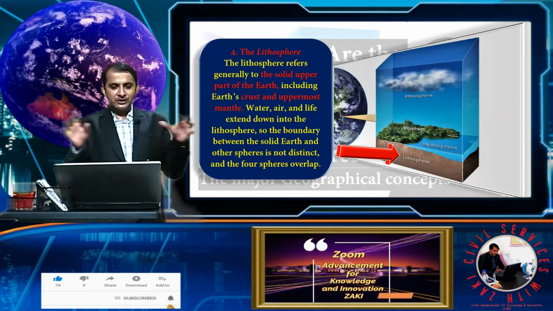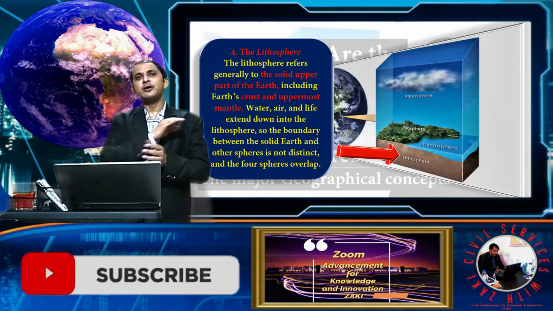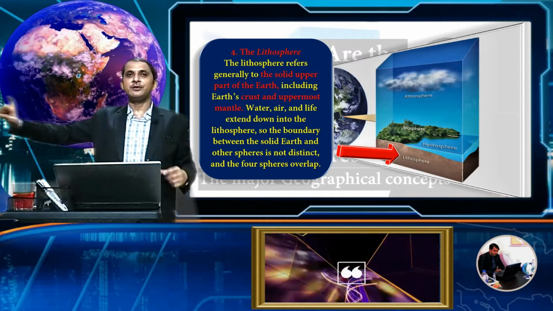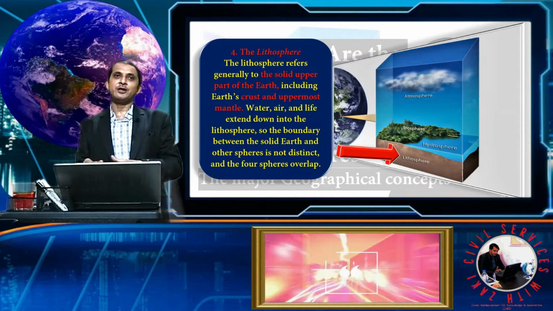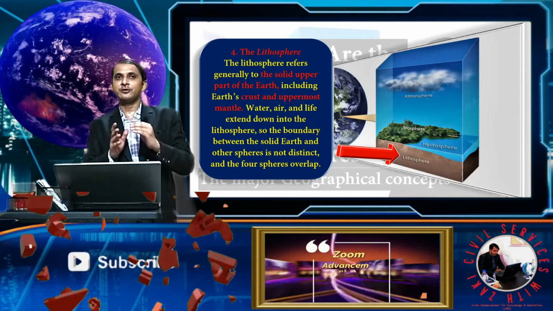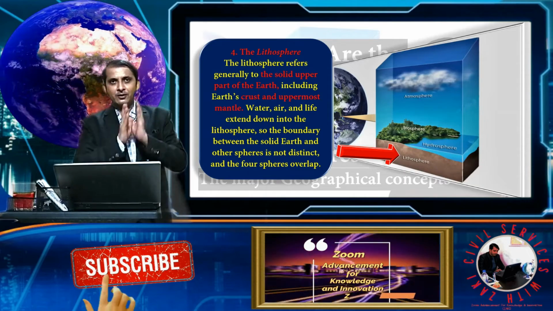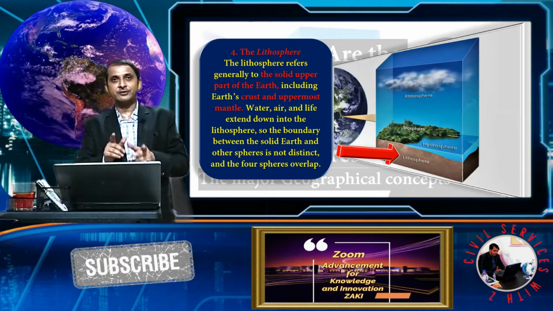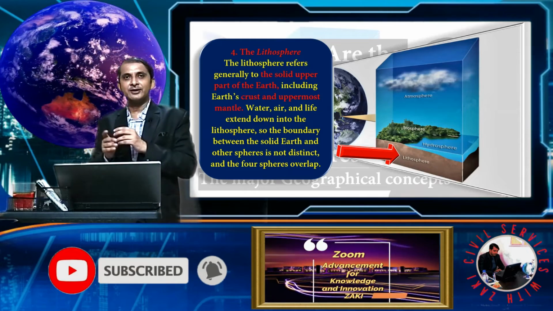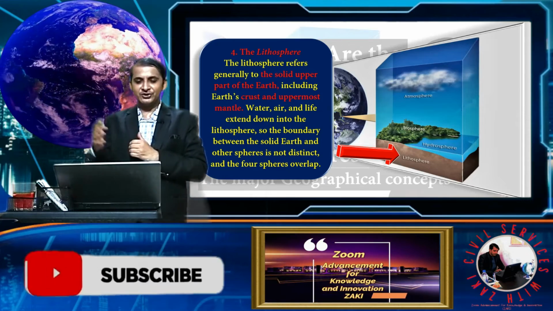So the boundary between the solid earth and the other spheres is not distinct. You cannot draw a direct boundary for any sphere. Where it is hydrosphere, it is also lithosphere, because hydrosphere is also found in the ocean, on the solid earth, and in the atmosphere. So you cannot demarcate a boundary between these spheres, because these spheres always interact. How these spheres interact, you will see in the next video on how the four spheres interact with each other.